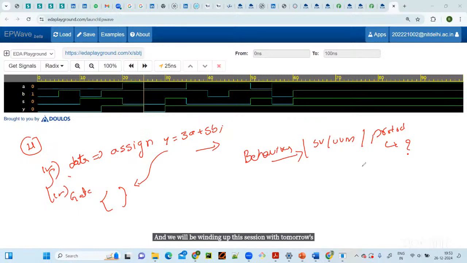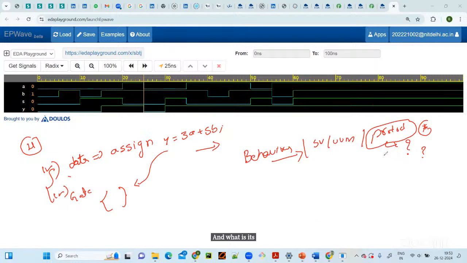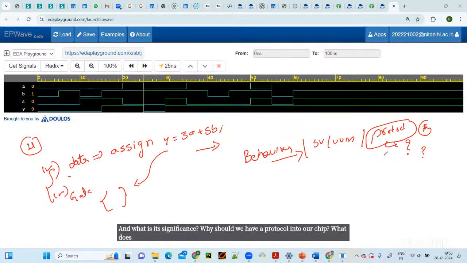Please do attend tomorrow's session, because the core part of tomorrow's discussion will be what a protocol is and what its significance is. Why should we have a protocol in our chip, what does it do, how does it communicate, how does it transfer the data from one device to the other, or from one module to another module? All these things we'll discuss tomorrow.